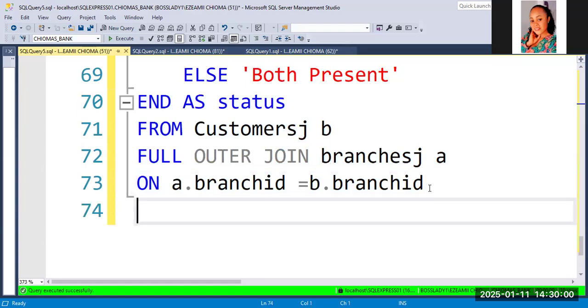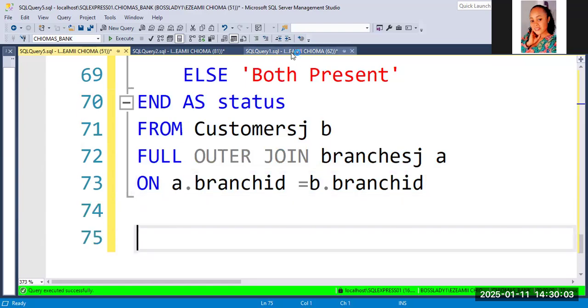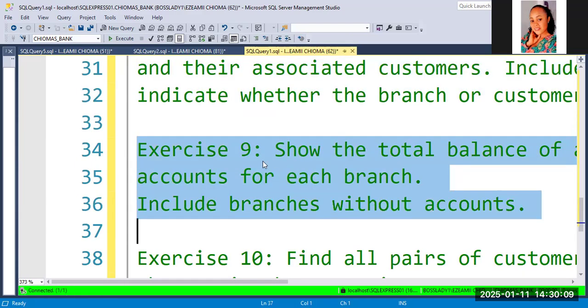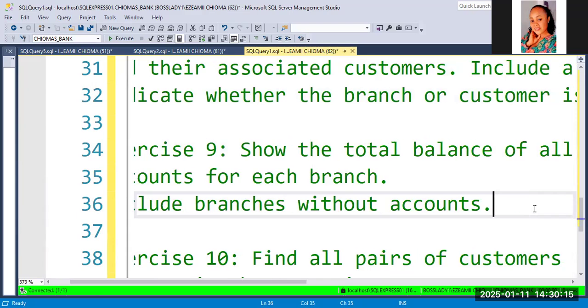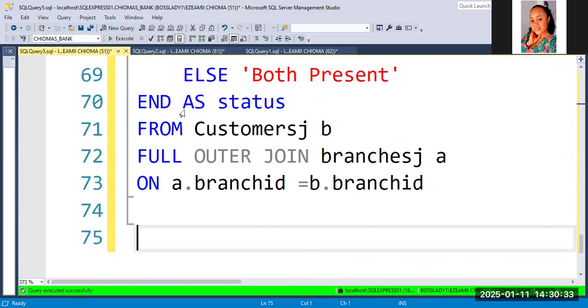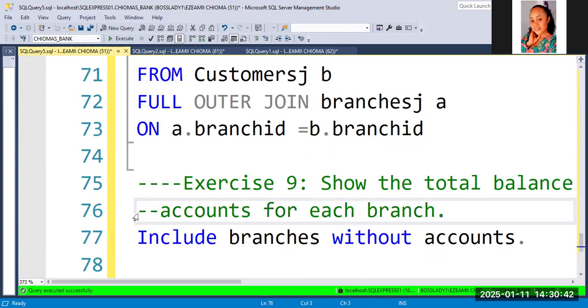Okay, so let's look at the next one. That's question number 9. Show the total balance of all accounts for each branch, include branches without accounts. So we're working with two tables, the accounts table and the branch table. So always, when you look at the question, always try to know which table you're going to use.